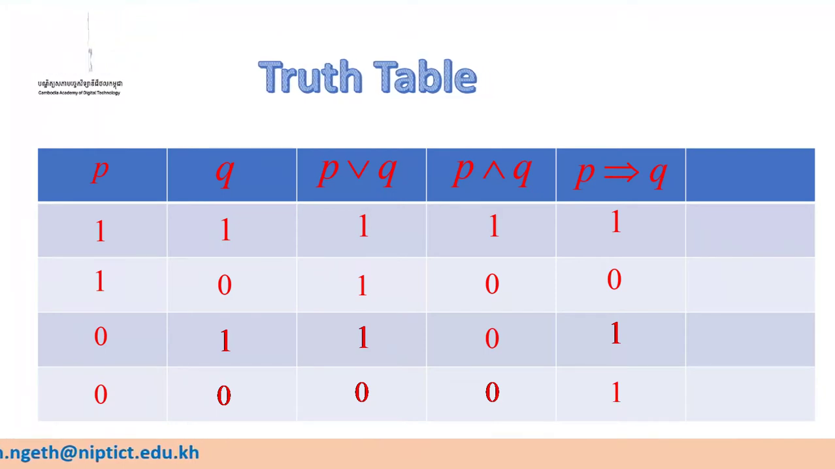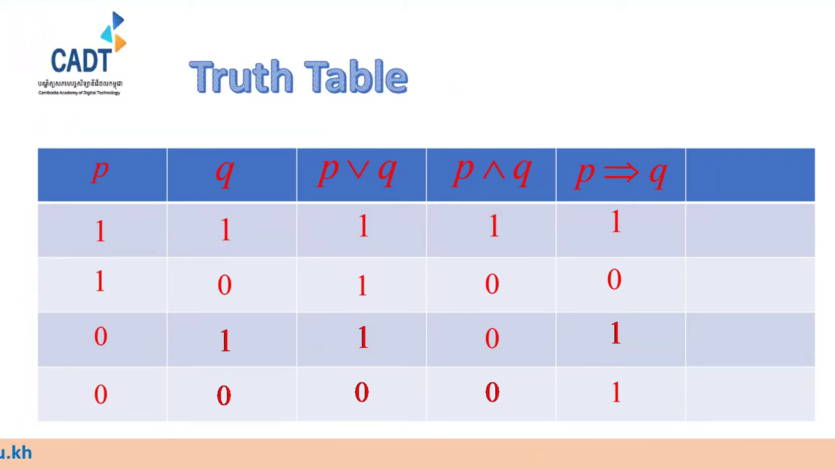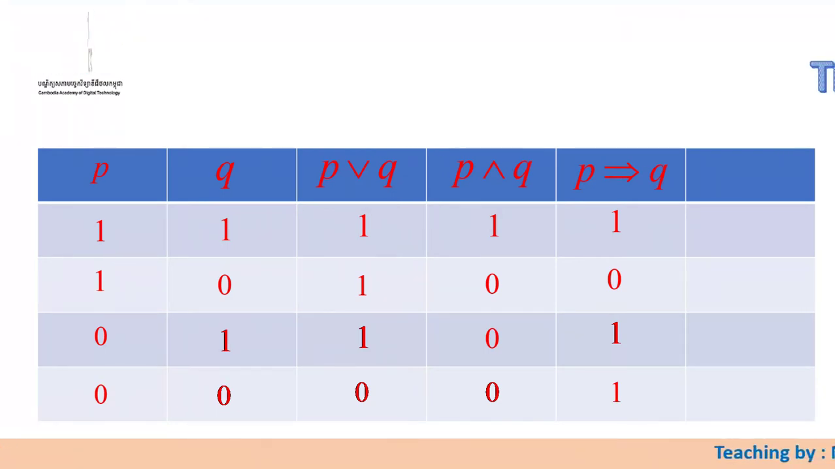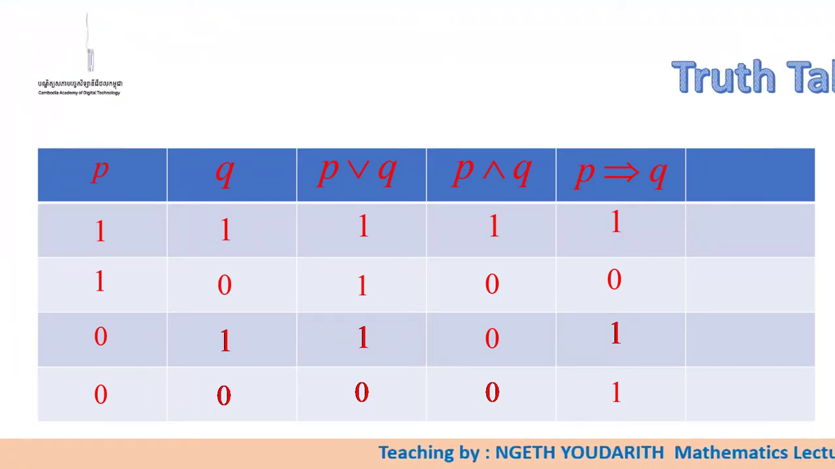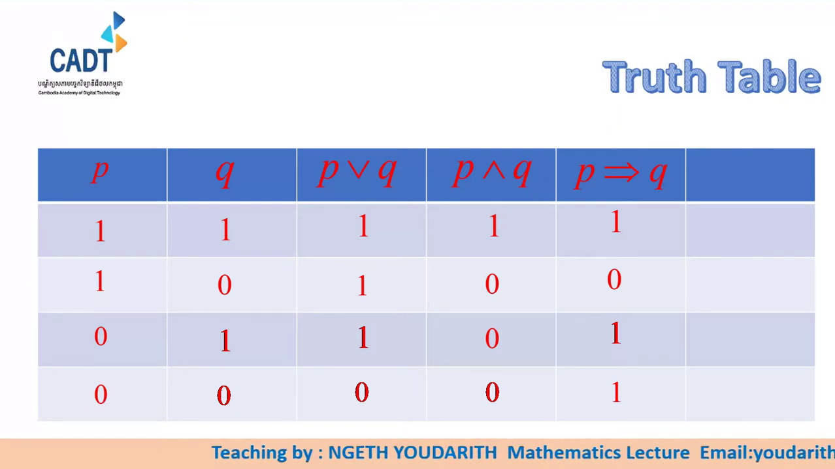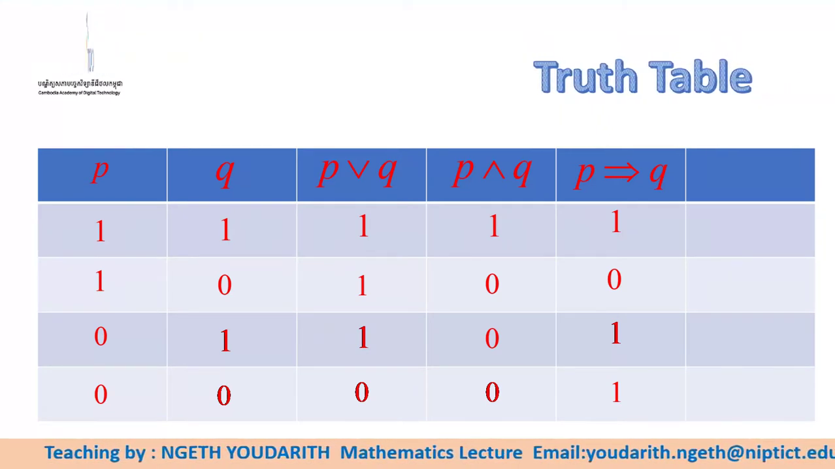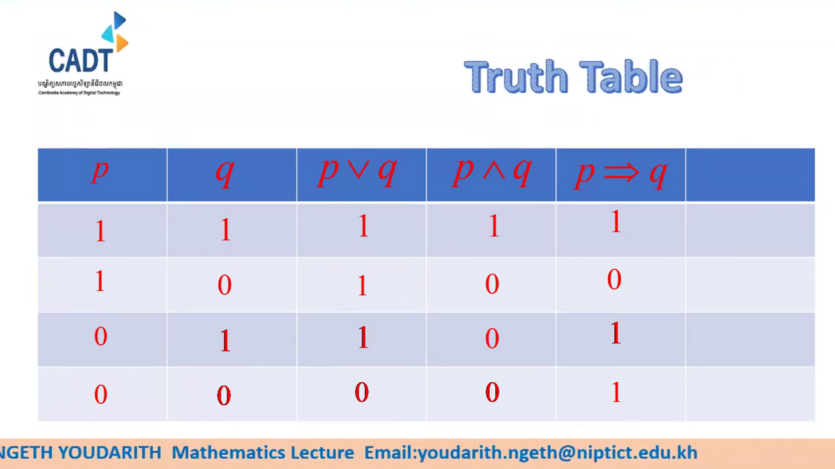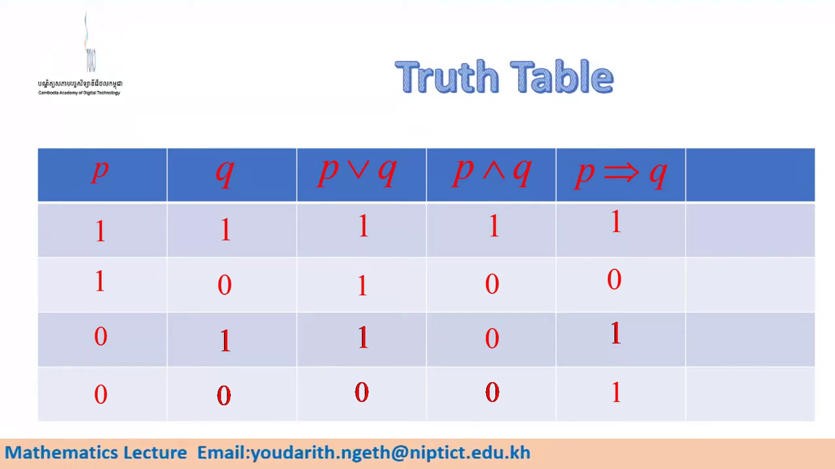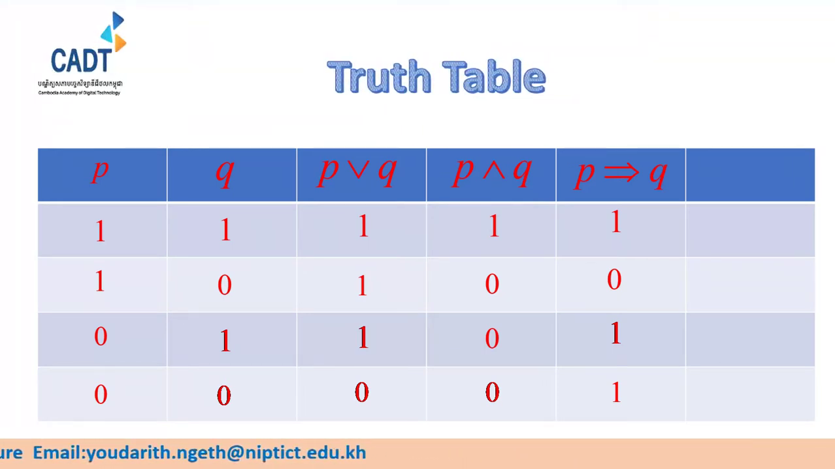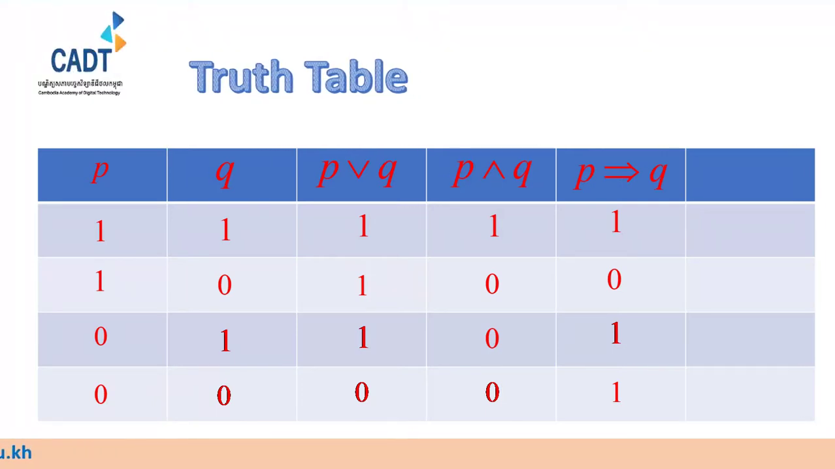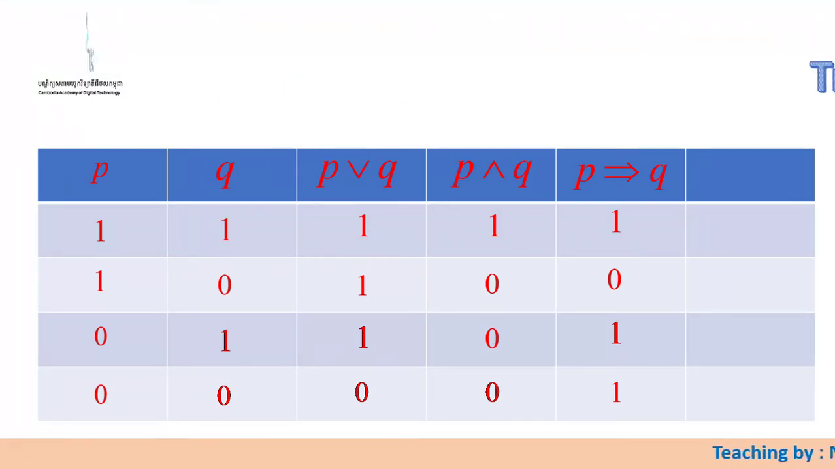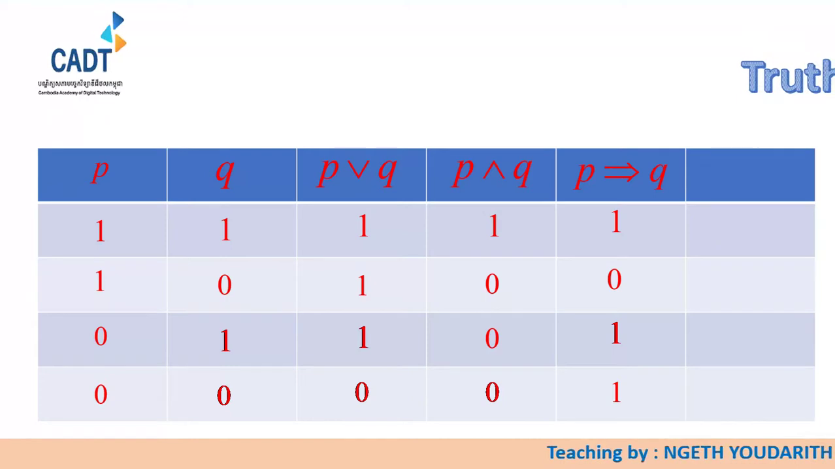So the implication symbol is false in only one case. It is false when P is true and Q is false, otherwise it is true. It means that implication is false when the initial condition is true and the last condition is false, otherwise it is true.